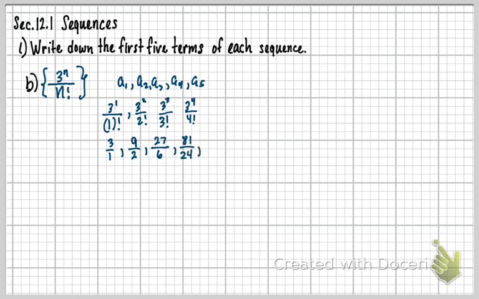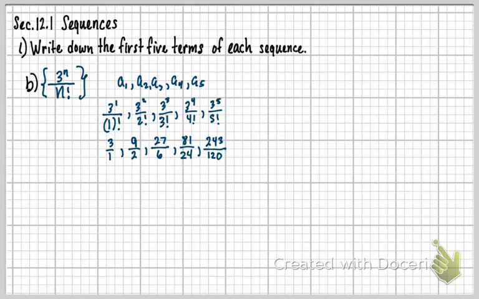And the last one we need to find is 3 to the 5th over 5 factorial. And that would be 243 over, and again, 4 factorial was 24. So 5 factorial would be that 24 times 5. So that would be 120. So there's our 5 terms for this sequence.